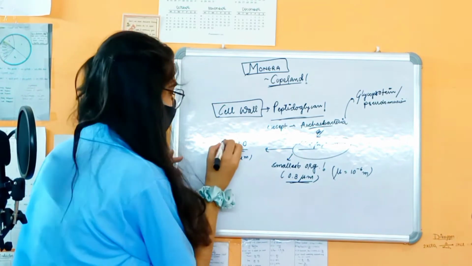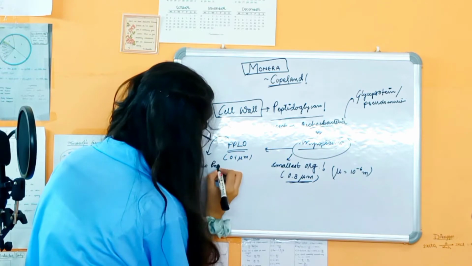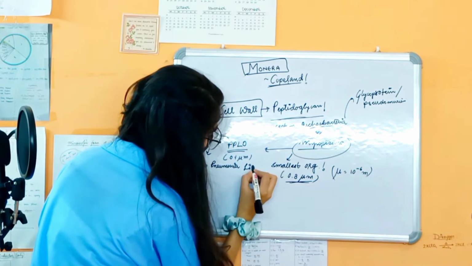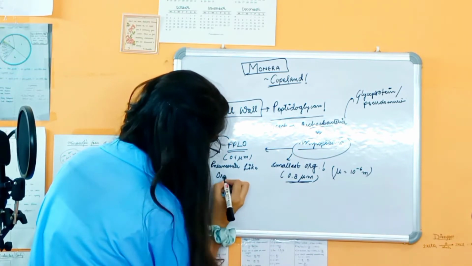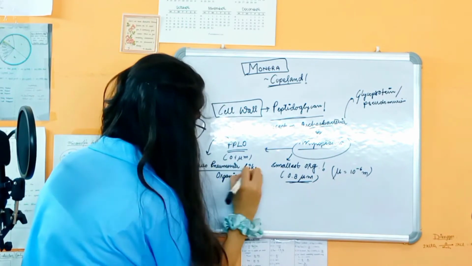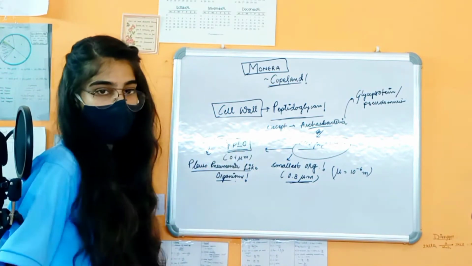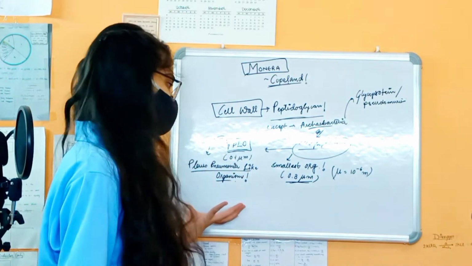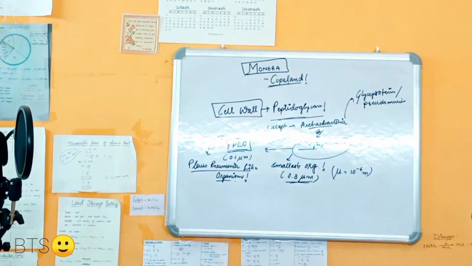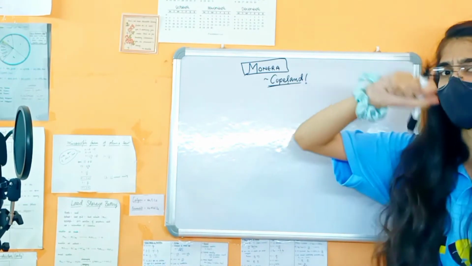So what are PPLO? These are pleuropneumonia like organisms. PPLO are pleuropneumonia like organisms. So these are the smallest ones. So we studied the cell wall structure basically. Let's study further.